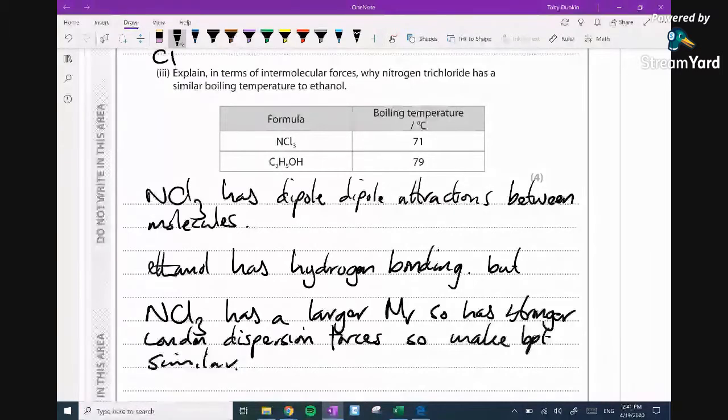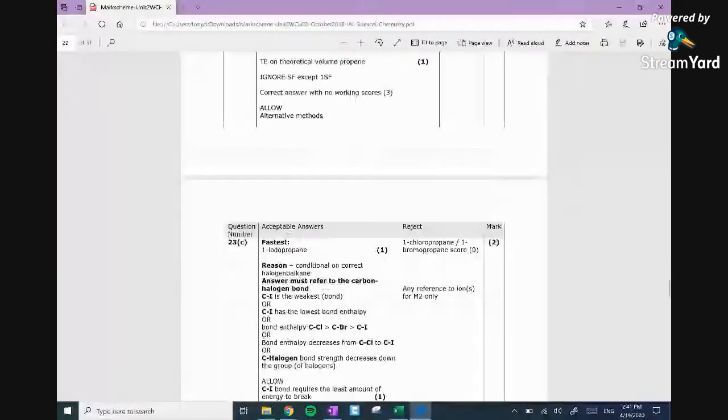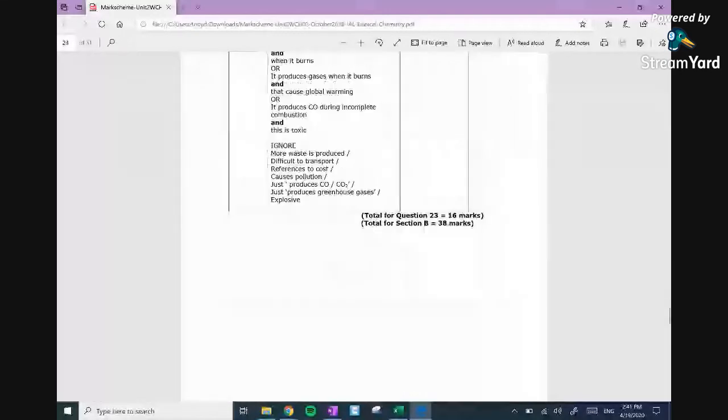Again, want to mark it. I think that's the end of the paper. Wow, want to see the mark scheme for that whole last question. That was hard. Let's have a look.